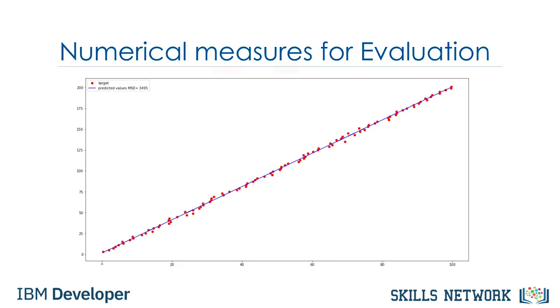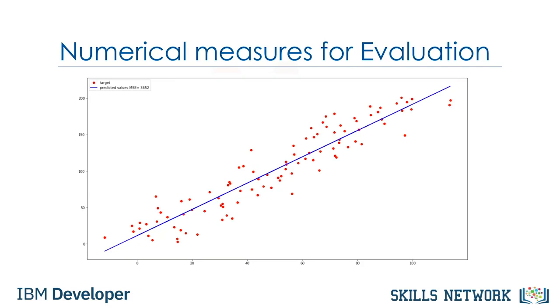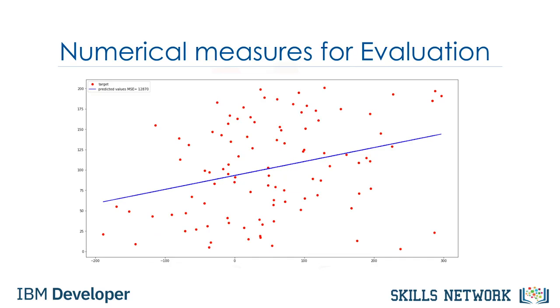Let's see how different measures of mean square error impact the model. The figure shows an example of a mean square error of 3,495. This example has a mean square error of 3,652. The final plot has a mean square error of 12,870. As the mean square error increases, the targets get further from the predicted points.